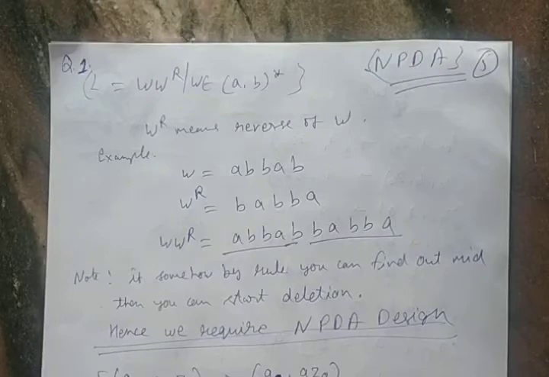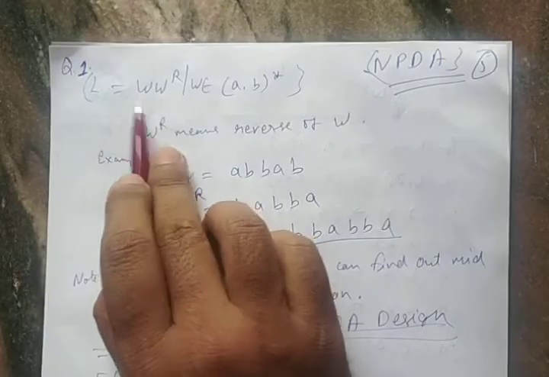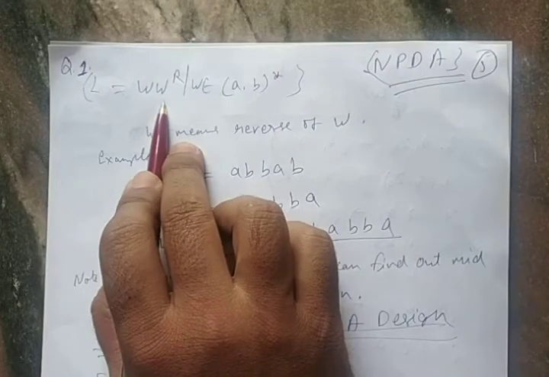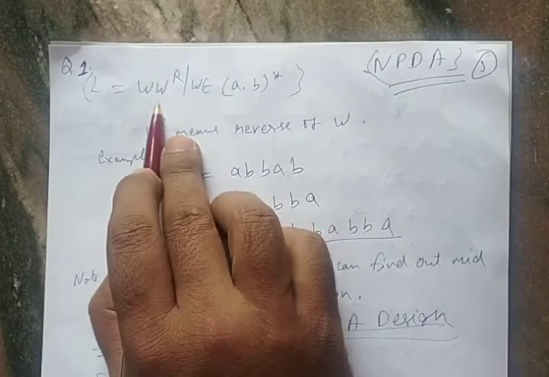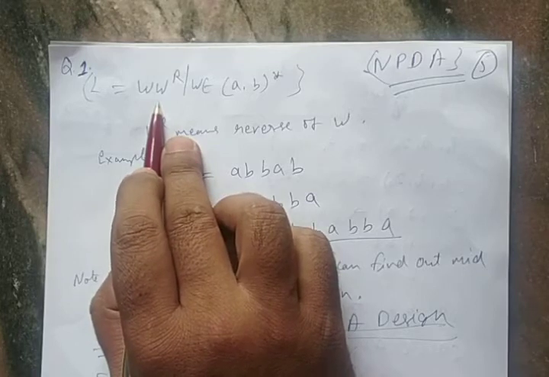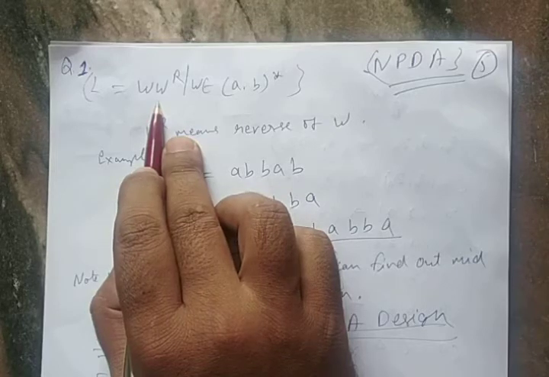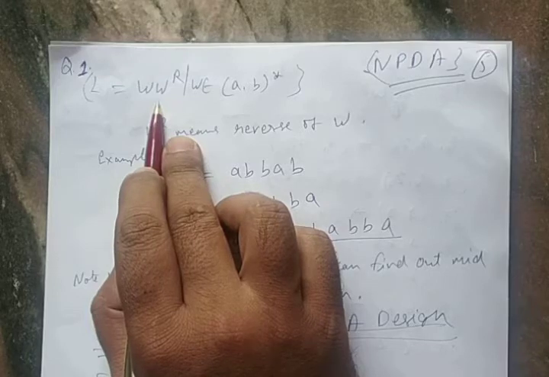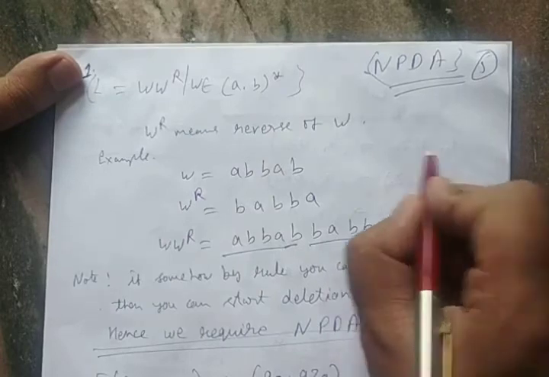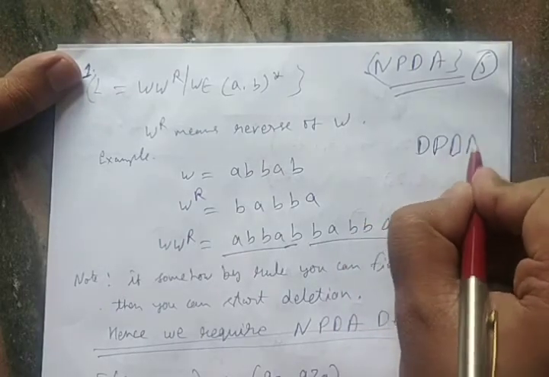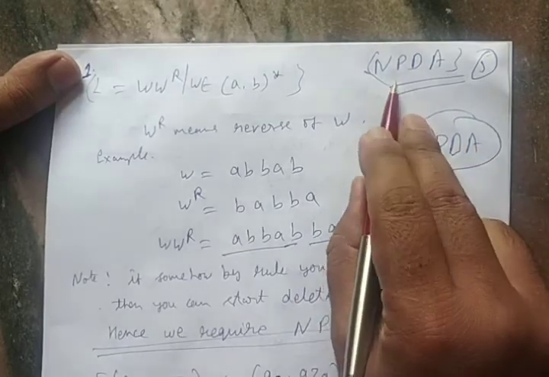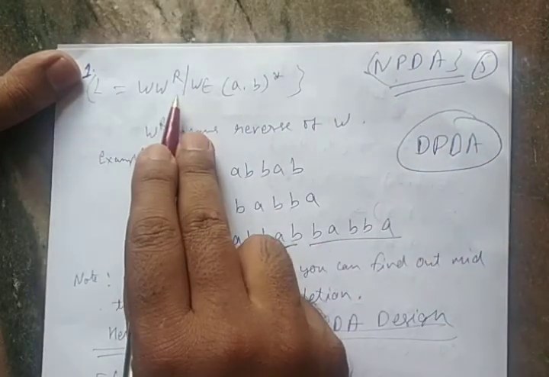Hello students, in the previous class we picked one language, that is WWR, and we want to know whether we can design a push-down automata for this language. The answer is yes, we can design the push-down automata, but we need to deploy one additional power, that is non-determinism. Whatever we have done so far was DPDA, deterministic push-down automata. Now we will pick the designing of non-deterministic push-down automata.